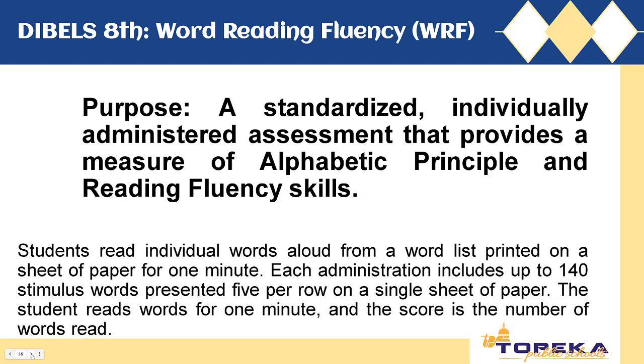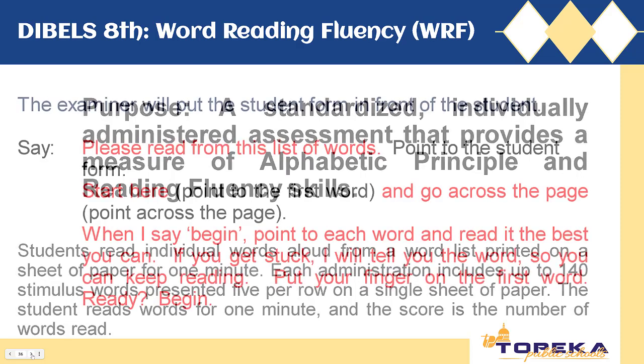The next subtest within the DIBELS 8th edition is Word Reading Fluency, or WRF for short. In this assessment, students are going to read from a sheet that has a list of words. Each test will include up to 140 words presented in rows with 5 words per row. The student simply reads for 1 minute and reads the words as they are listed. This helps to determine if the student has accurate and rapid word recognition. And the student's score is the number of correct words read in 1 minute.